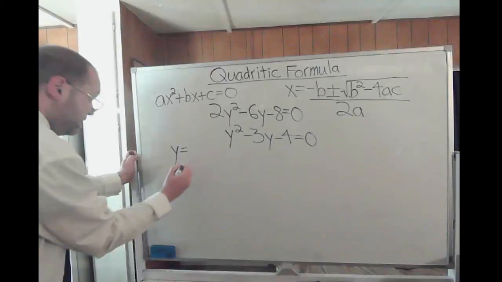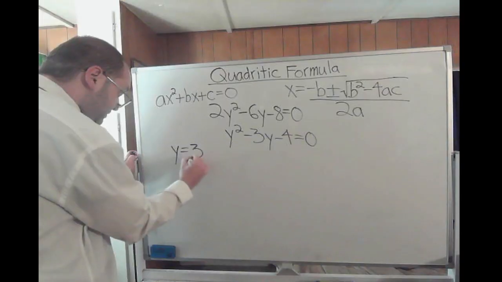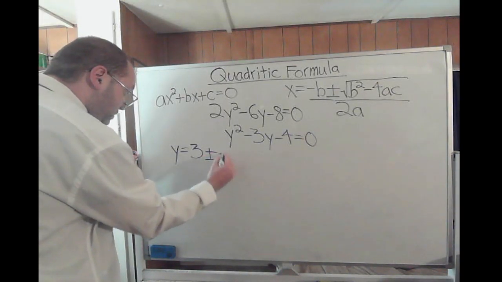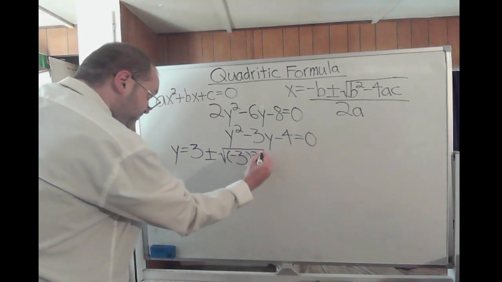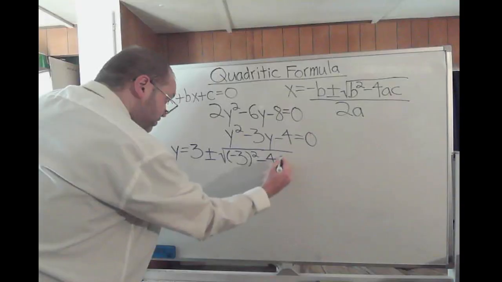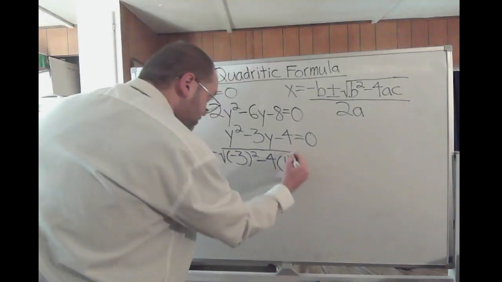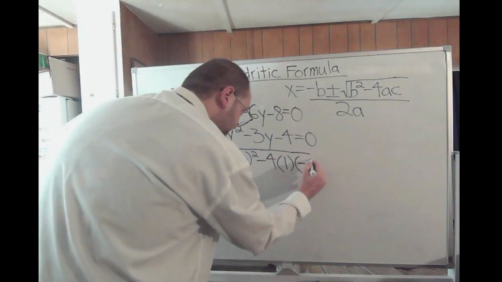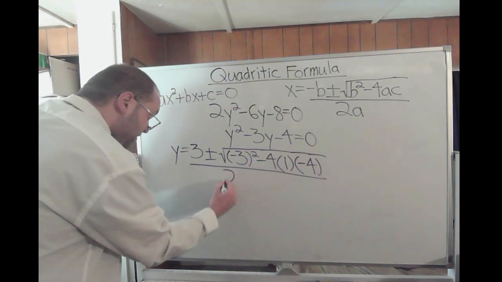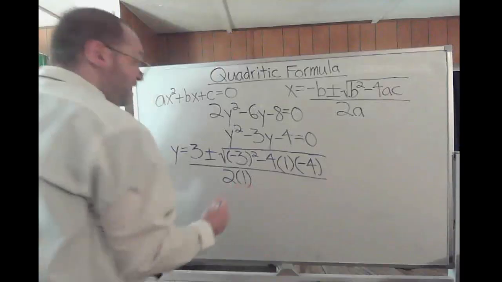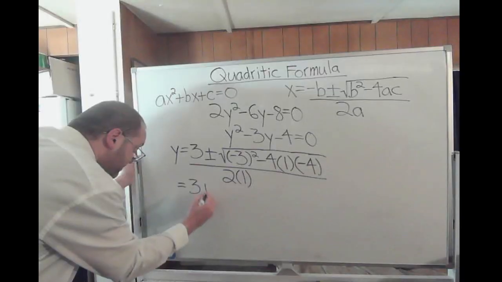Y would equal negative of b. Well, b is negative 3, so negative 3, that's positive 3, plus and minus the square root of your b squared, which would be negative 3 raised to the second power. All that minus 4 times your a, which is going to be 1, times your c, which is negative 4. All that's going to be over 2 times your a, which is 1.